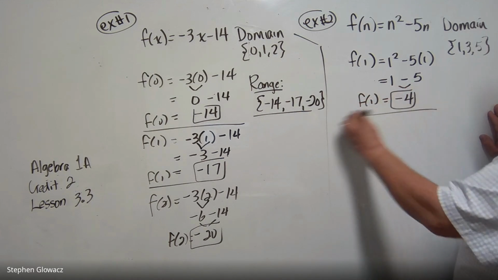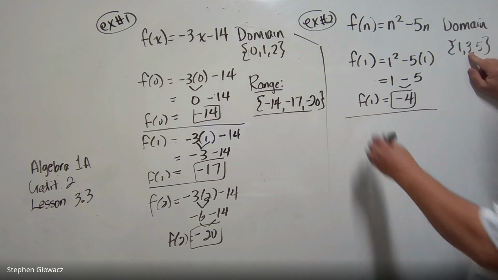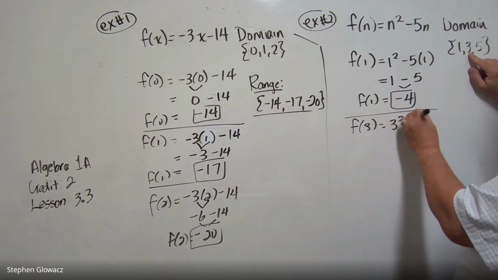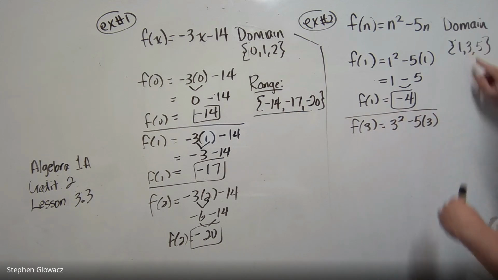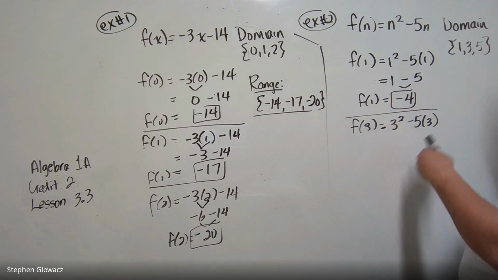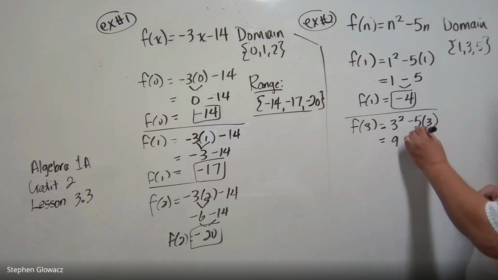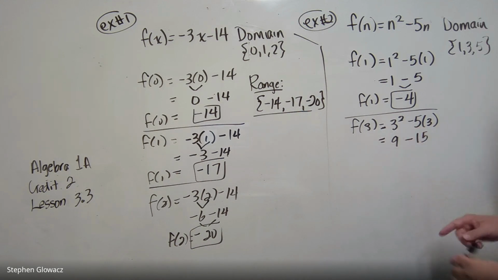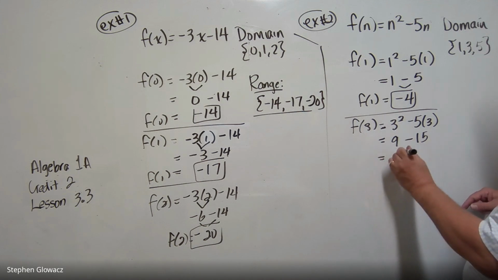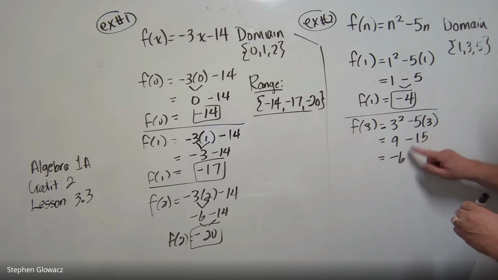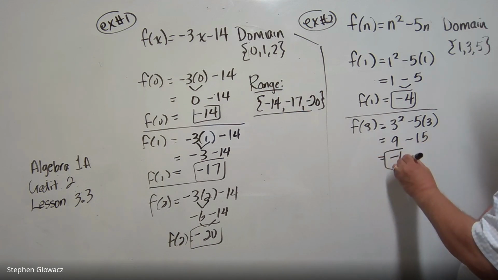All right, so our next number in the domain is 3. So we have f of 3 equals 3 squared minus 5 times 3. 3 squared, which of course means 3 times 3, is 9. And negative 5 times 3 is negative 15. Again, the signs are different, so we subtract the 15 and the 9, which is 6. And the larger number is negative, so negative 6.